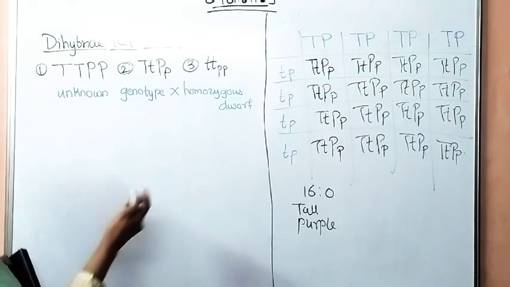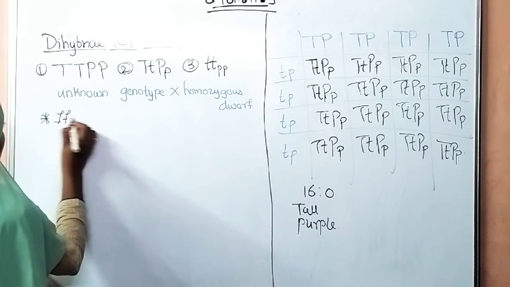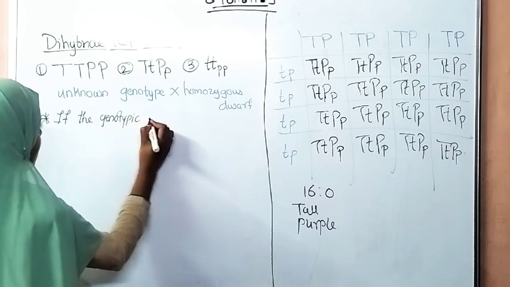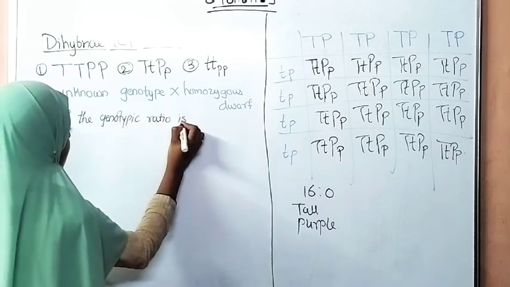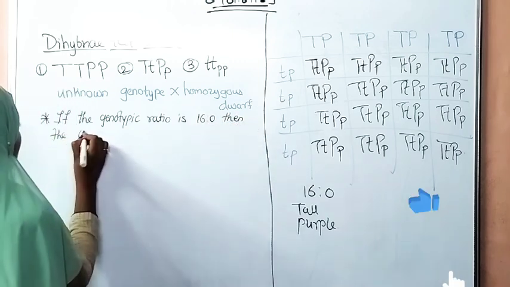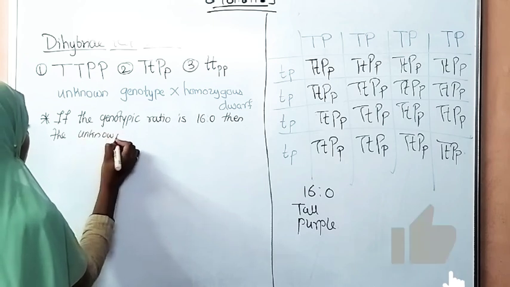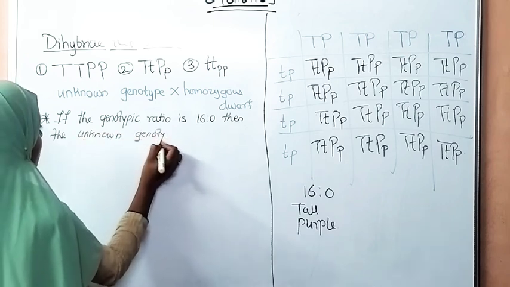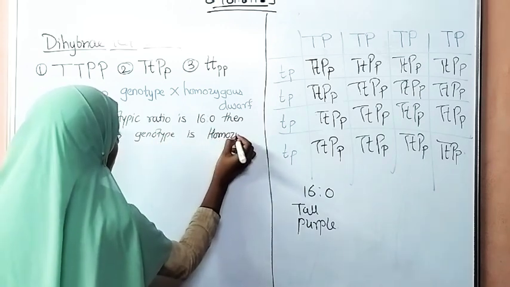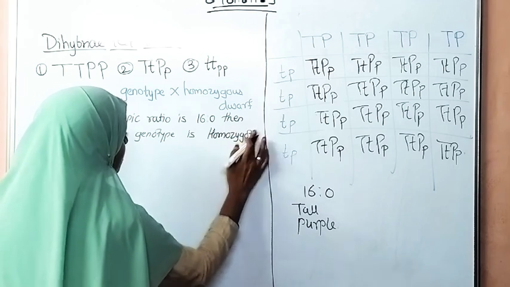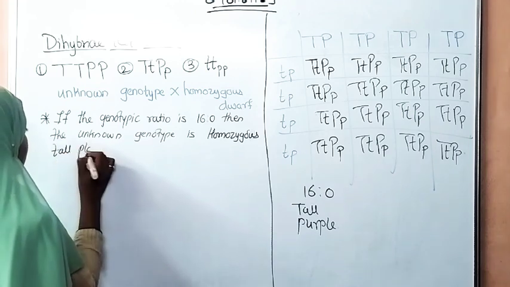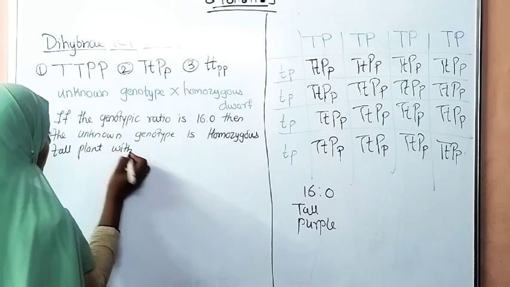Okay. So by this condition we can write this statement: if the genotypic ratio is 16 to 0, then the unknown genotype is a homozygous tall plant with purple flower.